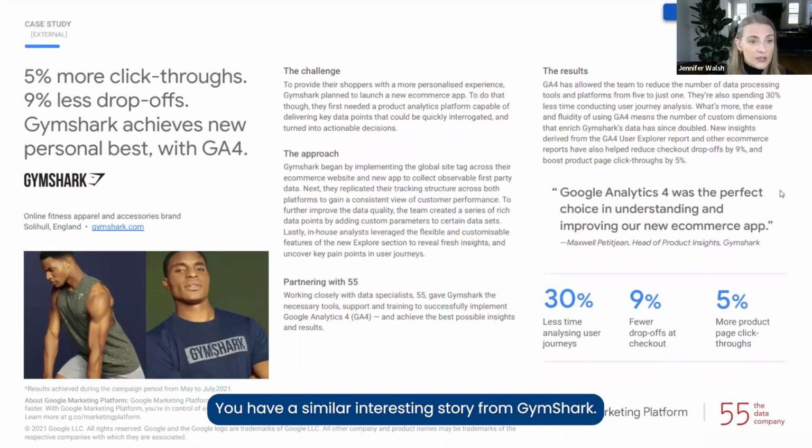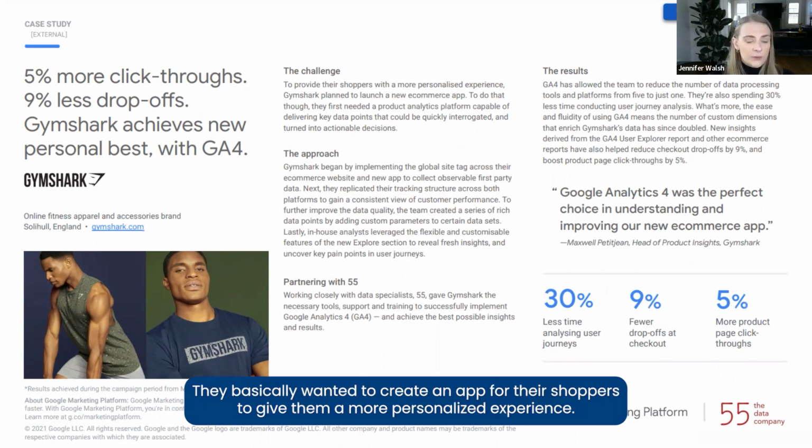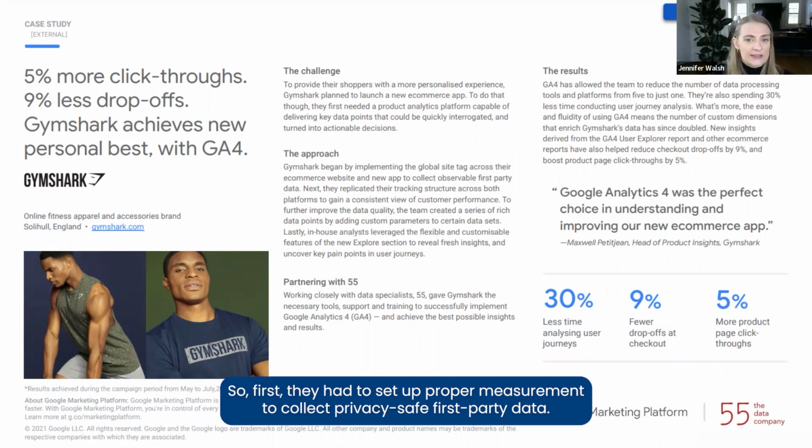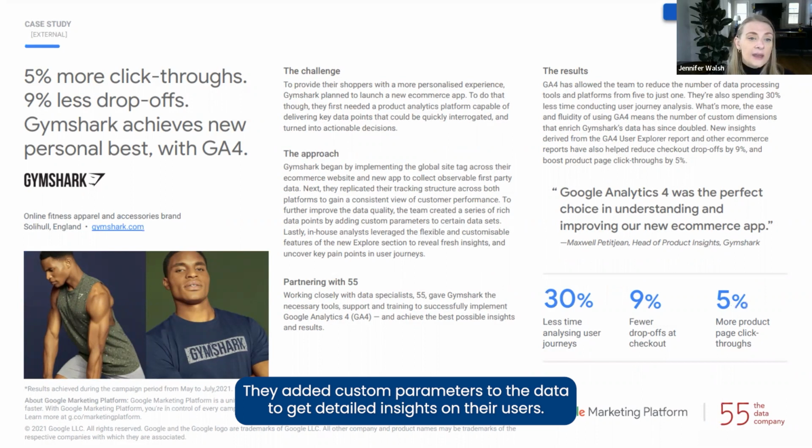We have a similar interesting story from Gymshark. They're a premium online fitness apparel brand. They basically wanted to create an app for their shoppers to give them a more personalized experience. So first, they had to set up proper measurement to collect privacy-safe first-party data. They added custom parameters to the data to get detailed insights on their users.